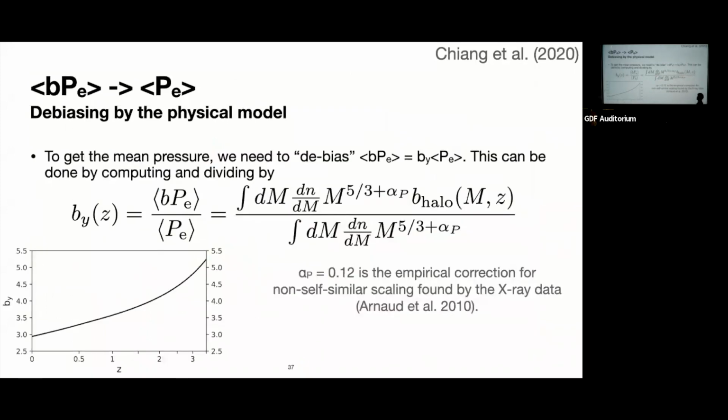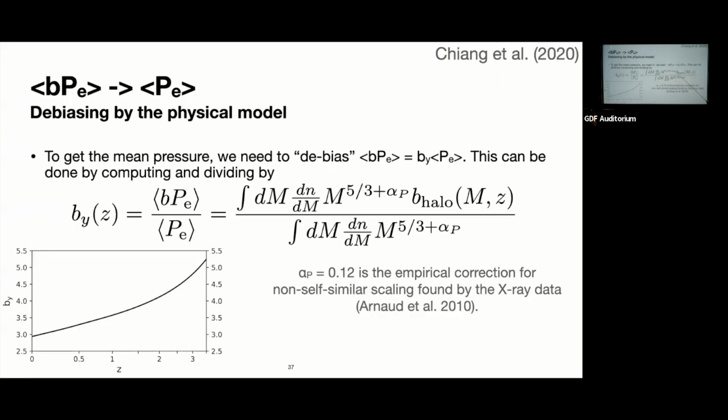Now, what about this B? Let's say you have hot gas in dark matter halos. Dark matter halos trace the underlying matter distribution in a biased way. So there's a bias of halo that you can compute from the cosmological n-body simulations. Then it's weighted by pressure. Pressure is mass times temperature, and the virial theorem tells you that the temperature goes like mass to the 2/3. So mass times temperature will be mass to the 5/3, if everything is kind of self-similar.